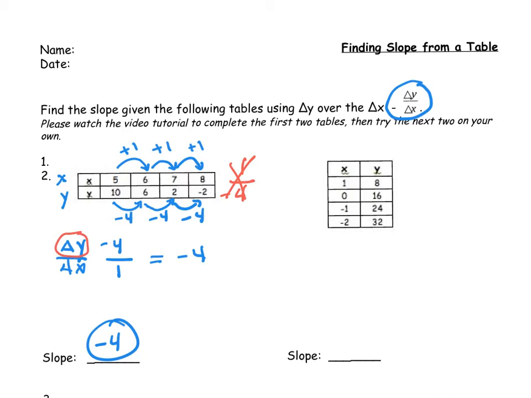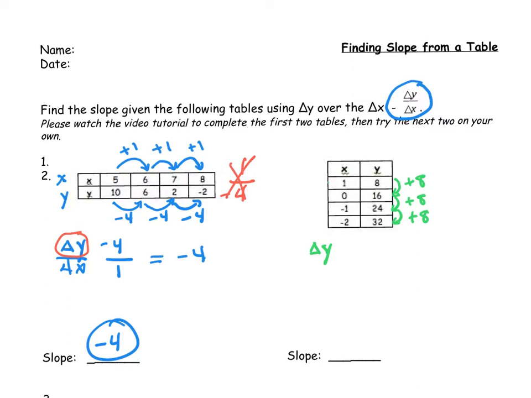Our next table is a vertical table, and once again, we want to recall to start with a change in y. So I'm going to start on the right-hand side, and we're going up by 8, and this happens consistently for each new row. On the other side, something unusual is happening.